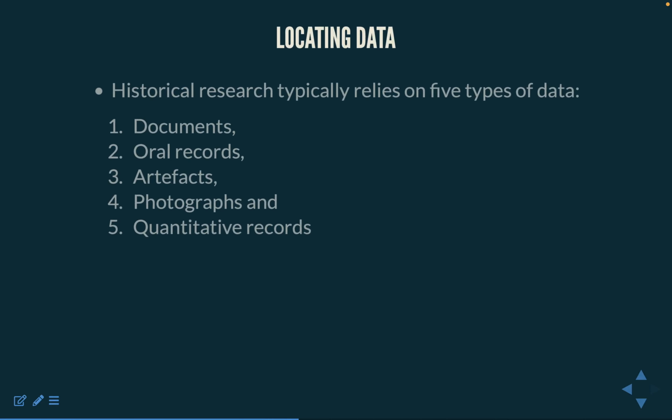Historical research, for the most part, relies on data that already exists. For this reason, identifying the existence of data usually contributes to the formulation of the research question. You must sometimes be prepared to alter your question based on the availability of primary resources. Historical research typically relies on five types of data: documents, oral records, artifacts, photographs, and quantitative records. These are referred to as your primary sources.